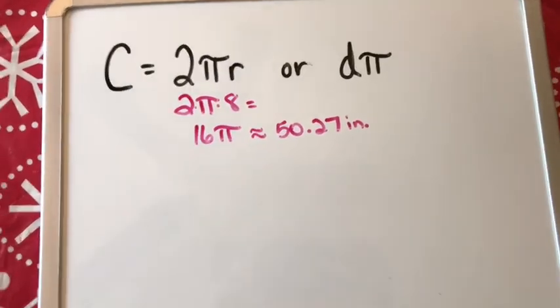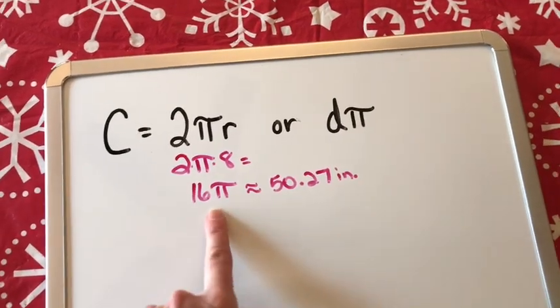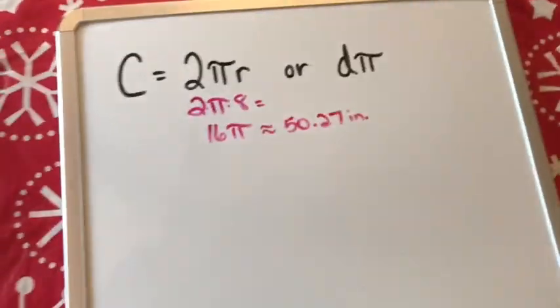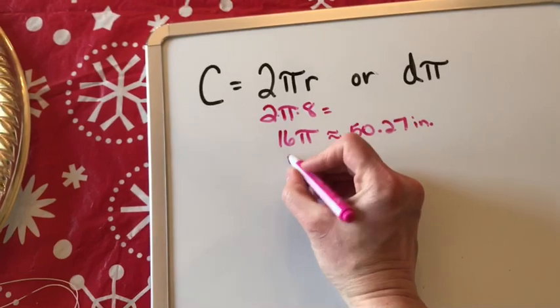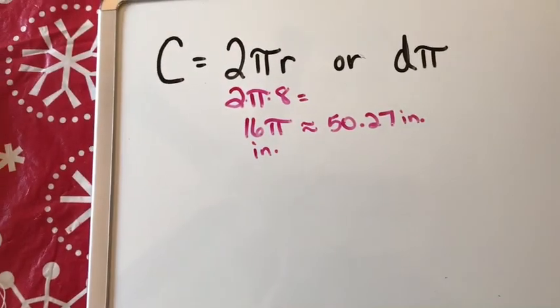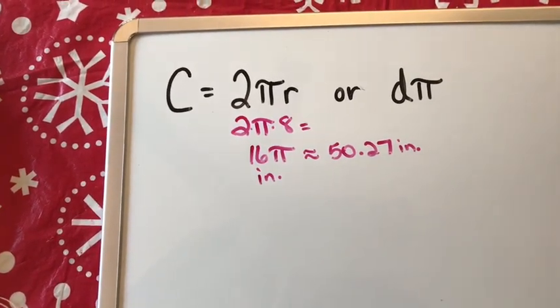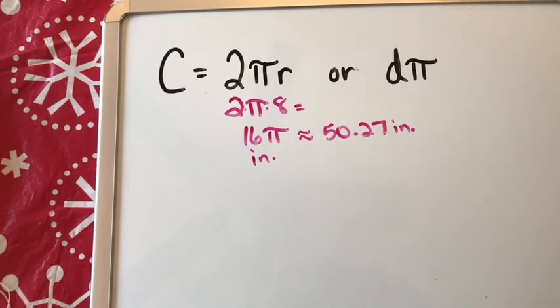If I do the calculations, we're going to take 2 times pi times the radius, or 2 times pi times 8, which is 16 pi. And so if it says to write your answer in terms of pi, you would write 16 pi inches, or approximately 50.27 inches. And that's rounded to the nearest hundredth. So that's the circumference of this circle.